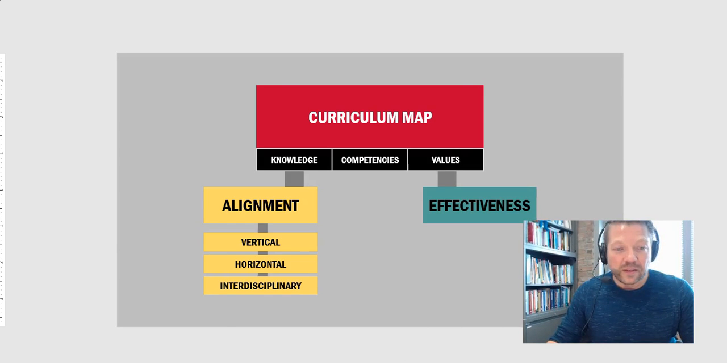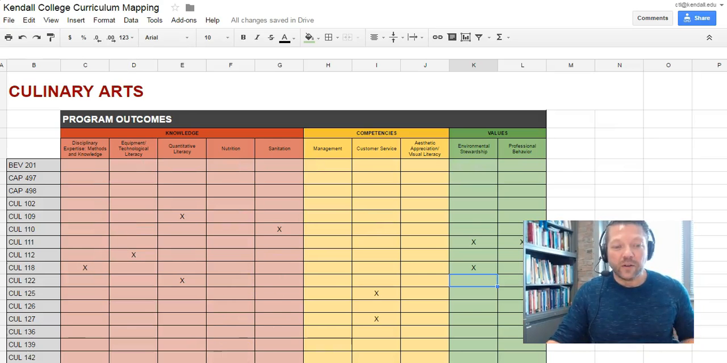You have been given access to a curriculum map that includes several tabs. One of those tabs refers to your specific program. So I'm looking right now at the Culinary Arts curriculum map. This sheet includes the program outcomes, which for culinary arts includes knowledge, competencies, and values. Let's imagine that I've been asked to develop Culinary 118. I can look across and see where there are X's placed, and those X's indicate what has been mapped to my particular course.